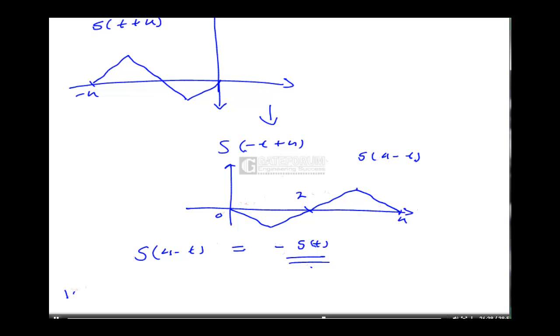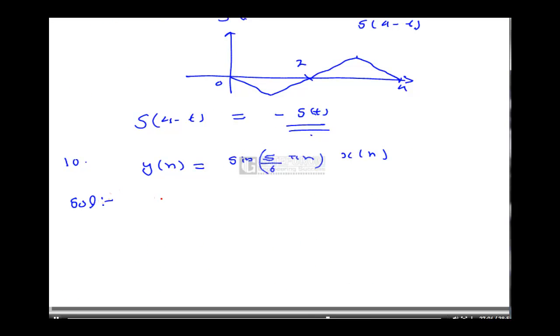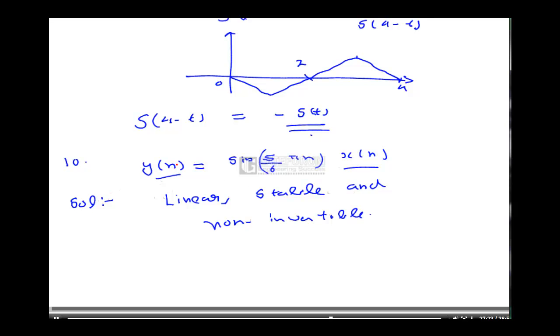One more question. We have the input output relationship given: y[n] equals sine 5 by 6 pi n times x[n]. We have to see whether the given system is linear or non-linear, stable or unstable, invertible or non-invertible. Solution. System is linear. If x[n] is bounded, definitely y[n] also becomes bounded. That means it is stable and it is non-invertible. Why is it linear? Because y[n] and x[n] are related by only a single power.